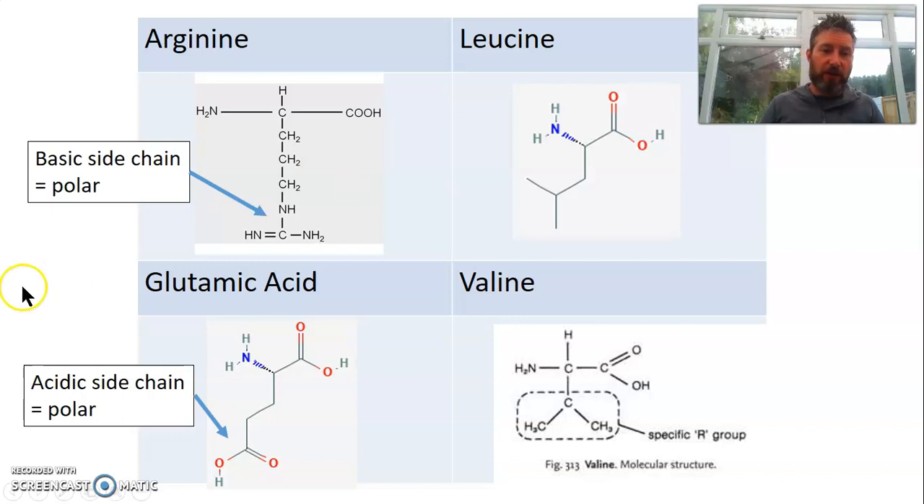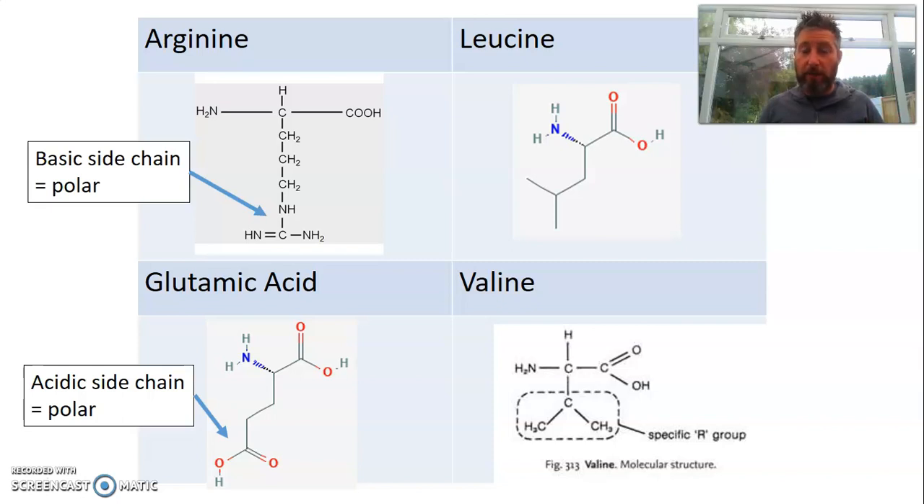Glutamic acid has got an acid group on it. It's got a second COOH group down here. And again, you've got very electronegative oxygens. So you've got a slightly negative end and a slightly positive end. What that basically means is you've got 2 polar molecules.